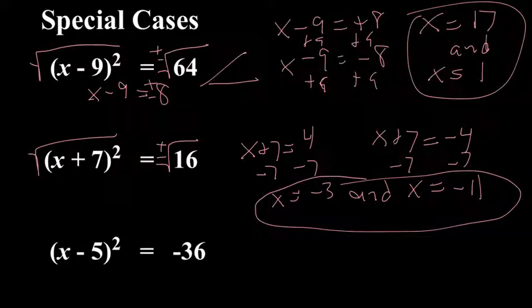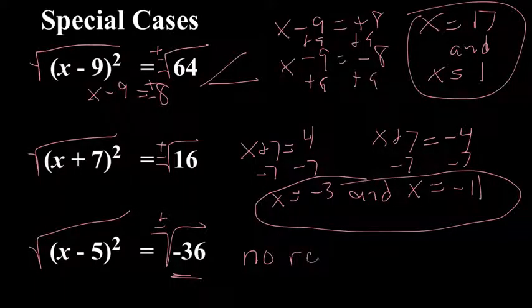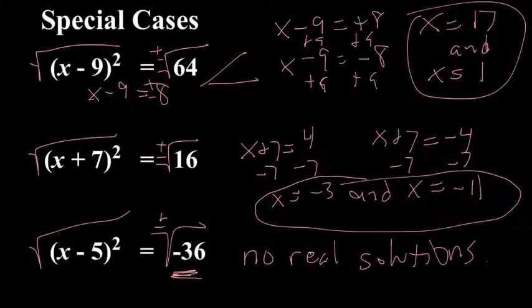All right, one more here. If we do the square root of this and the plus or minus the square root of this, again, we find that we're doing the square root of a negative. So this one has no real solutions. Keep in mind, if you ever have to do the square root of a negative, you're going to have no real solutions.